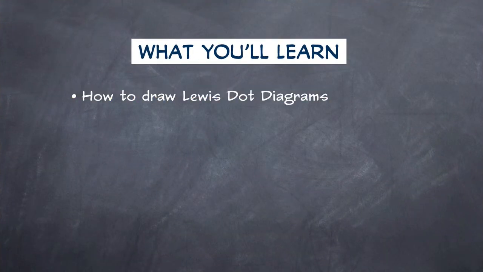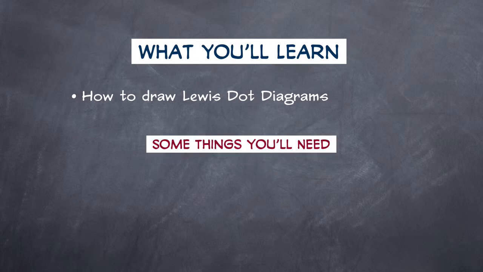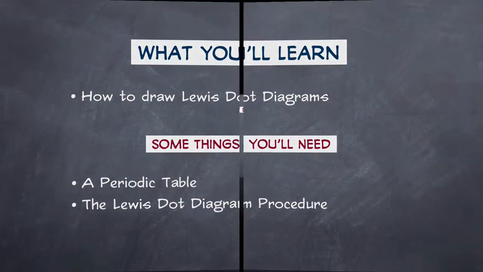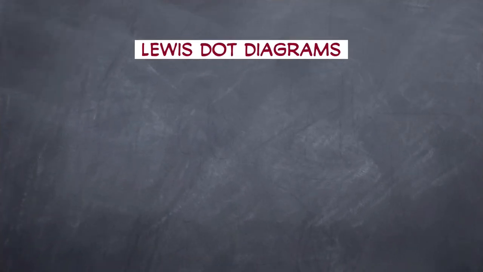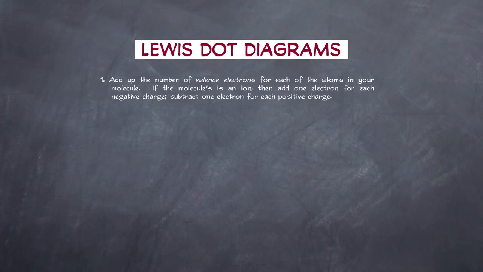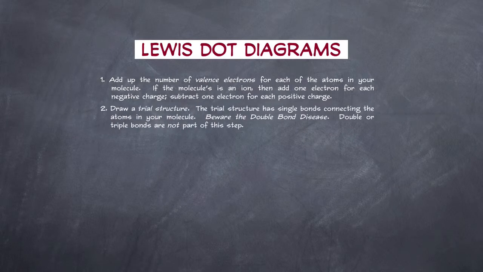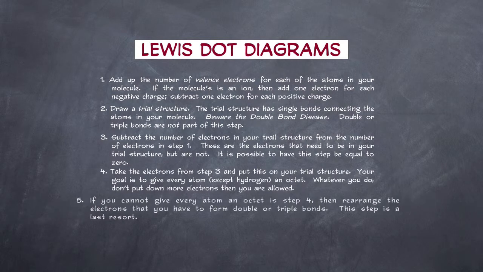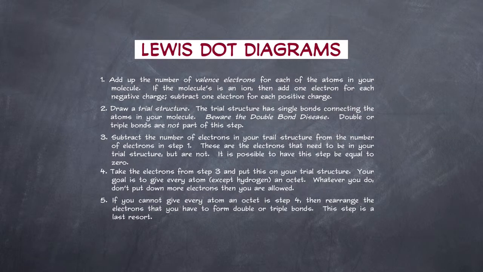What you'll learn about today, oddly enough, is how to draw Lewis dot diagrams. Now, there are a couple of things you're going to need. You're going to need a periodic table, and you're going to need the Lewis dot diagram procedure. Now, if you've forgotten what that procedure is, you can do Lewis dot diagrams in 5 steps, and here they are. Now, I won't bore you by reading through each of these, but if you don't have this list with you, what you might want to do is pause this recording and go ahead and write this stuff down. And with that, let's go ahead and try an example.